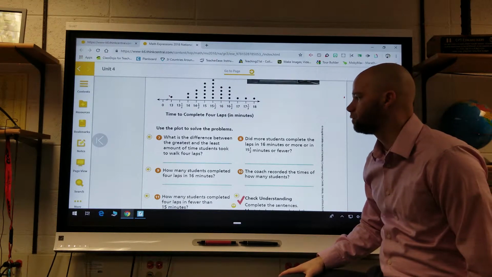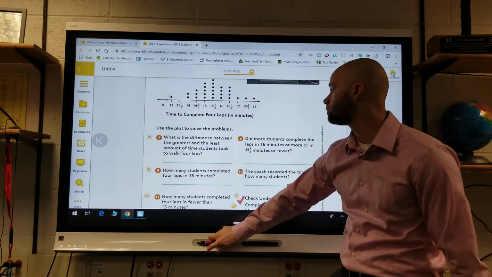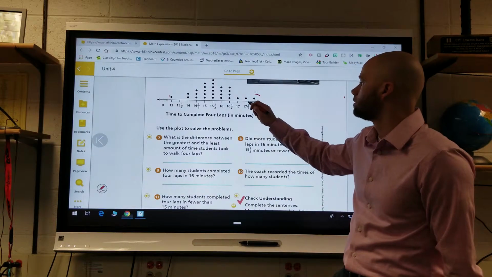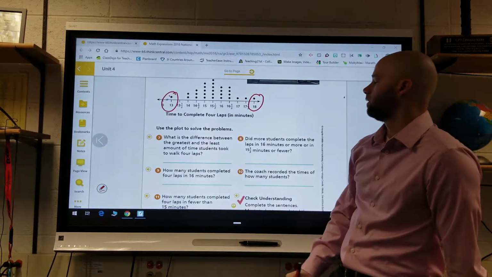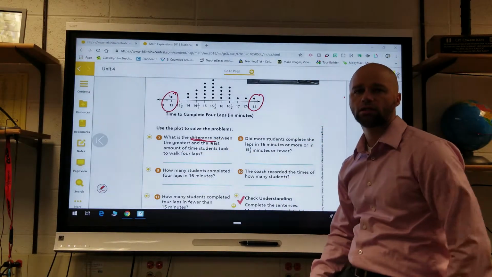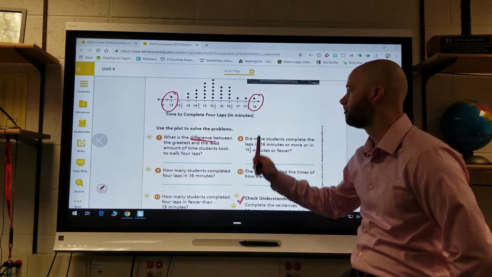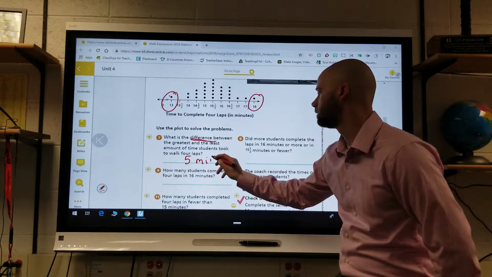What is the difference between the greatest and the least amount of time students took to walk 4 laps? So we look for the greatest. So it took someone 18 minutes, and the least it took someone 13 minutes. So the difference is that subtraction. Remember, difference is the answer to a subtraction problem. So 18 minus 13 would be 5 minutes is the difference.